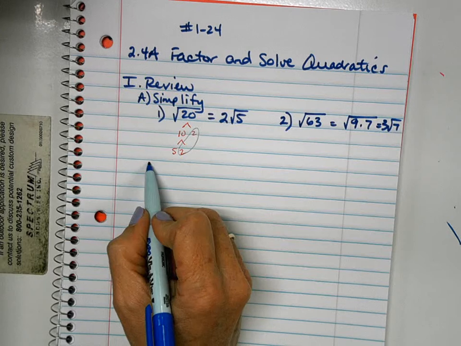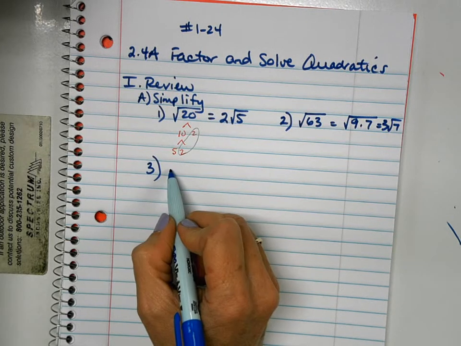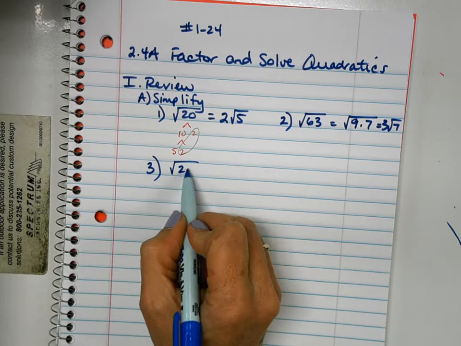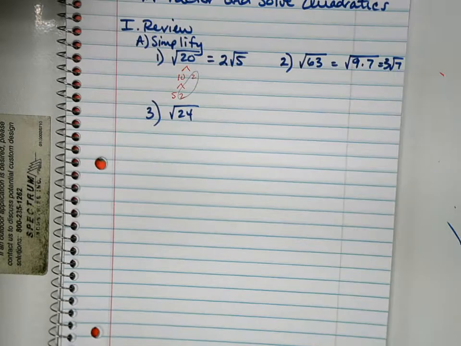Okay, one more of these. Let's go root 24. Can you think of a perfect square factor of 24?